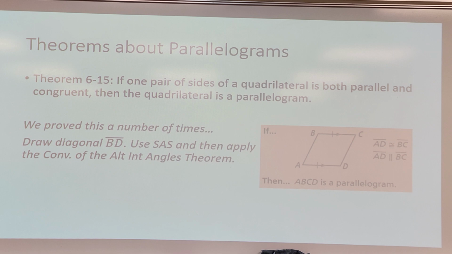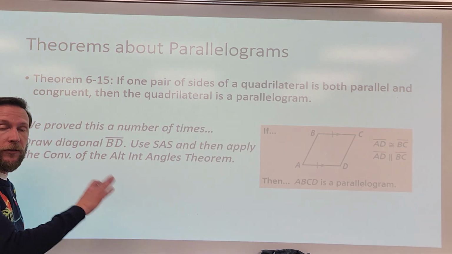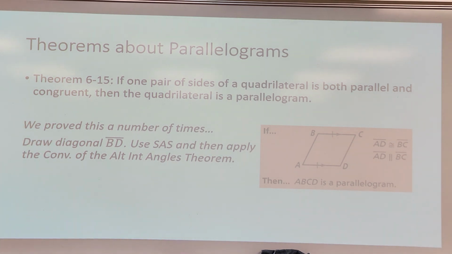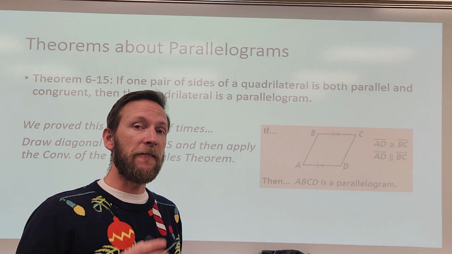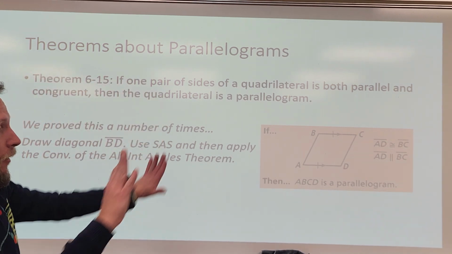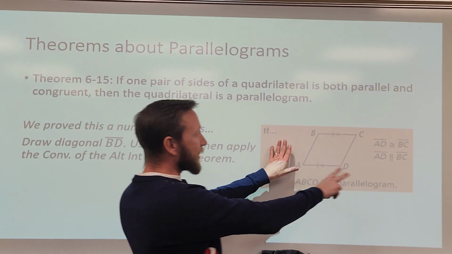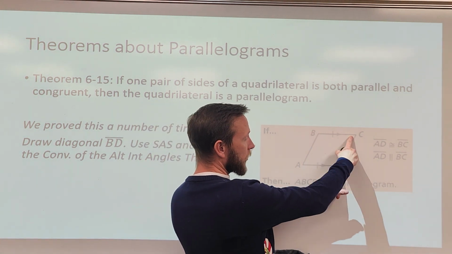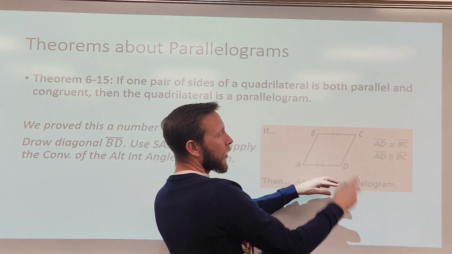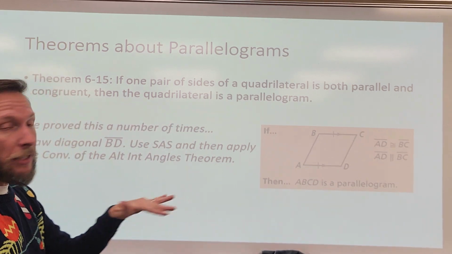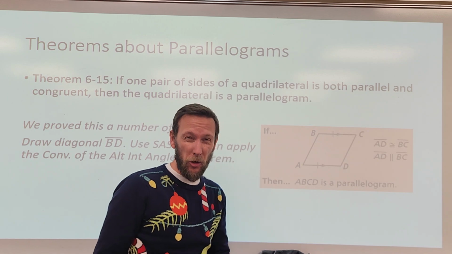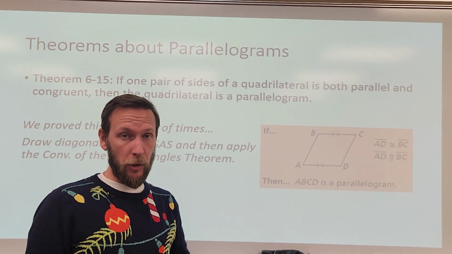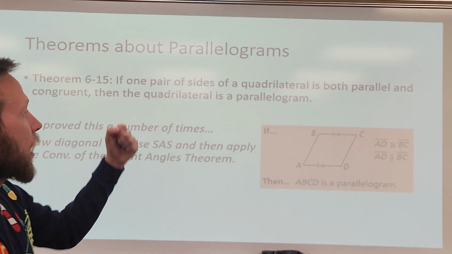The last thing is not a converse of something else, but it is a proof that we've done about a dozen times. And so here, theorem 6.15, this is the last batch of information. If one pair of sides is both parallel and congruent, then the figure has to be a parallelogram. Based on this information, what we see here is we have a pair of congruent sides, a pair of parallel sides. One pair of sides parallel only means that we have a trapezoid, right? But if that pair of parallel sides is also congruent, then it cannot be a trapezoid. It must be a parallelogram.